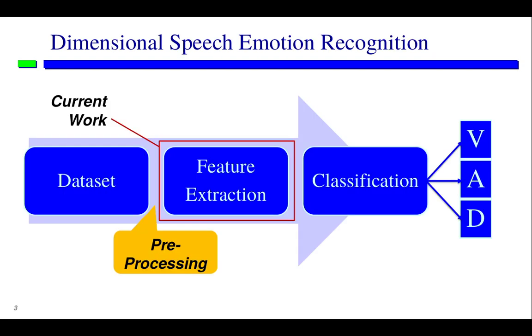Before starting my motivation and background, I would like to briefly explain the block diagram of dimensional speech emotion recognition. The first is we need a data set, and then there are two main blocks. The first is feature extraction. The second one is classification, or the model. Previously I worked in classification, and now I'm working with feature extraction. We can also use some pre-processing methods, like a silence remover or others, and then the output is three emotion attributes: valence, arousal, and dominance.